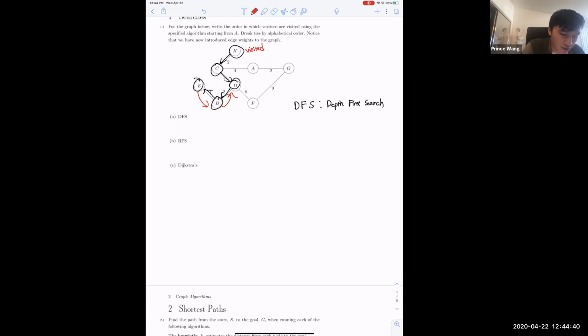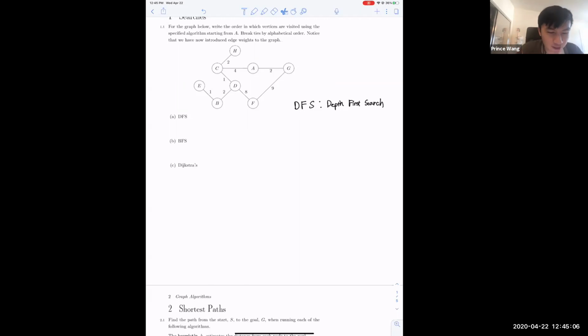And once you reach D, you'll see that F is unvisited. So you'll keep going until you reach your destination. Say I want to find a route from H to G. Then at this point, I know that I found G, so I will stop there.